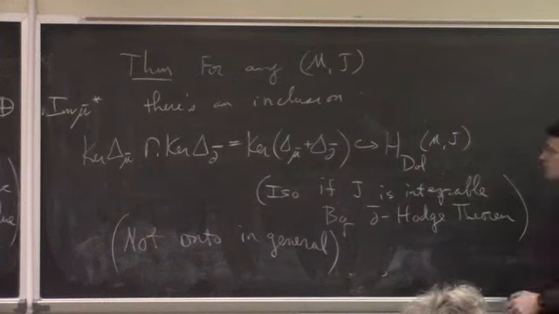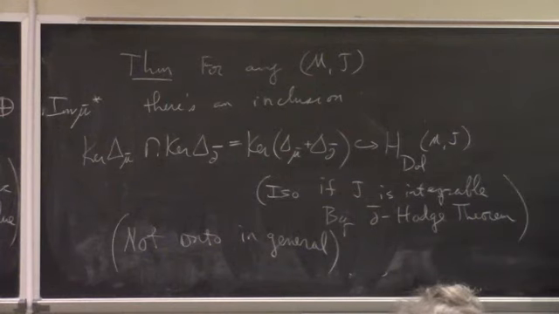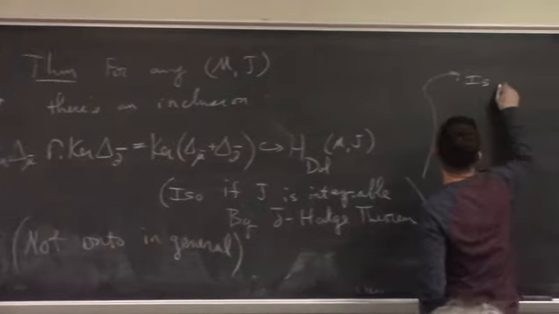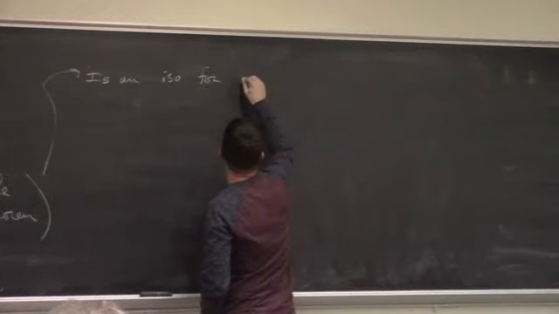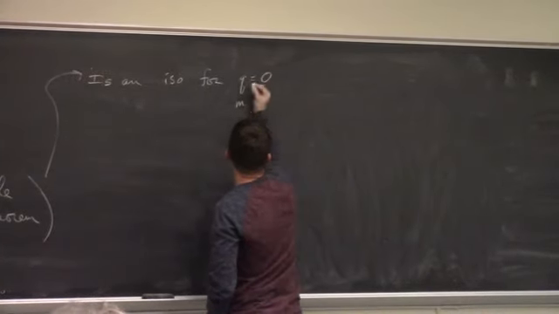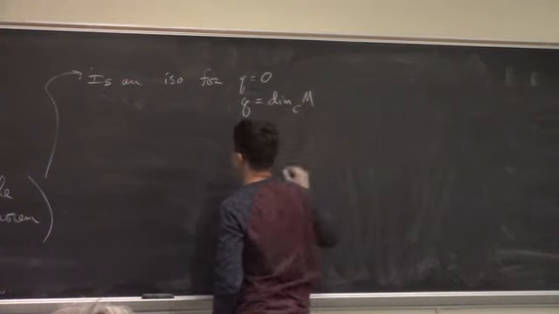Interestingly, it's a piece of the cohomology. Each metric gives you a piece of the cohomology. It's picking off a piece. So it turns out it is an isomorphism for Q equals 0 and Q equals the complex dimension of the manifold.